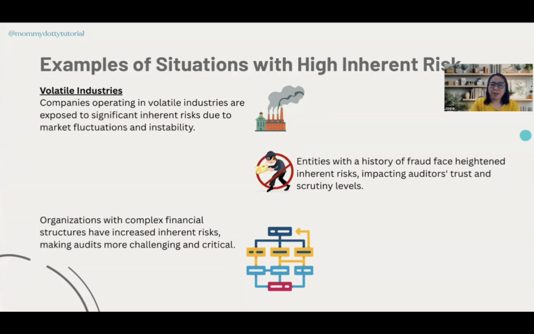Examples of high inherent risk situations include companies in volatile industries due to market fluctuations and instability. Entities with a history of fraud face heightened inherent risks, impacting auditors' trust and scrutiny levels. Organizations with complex financial structures have increased inherent risk, making audits more challenging and critical. Auditors must be particularly vigilant in these cases.